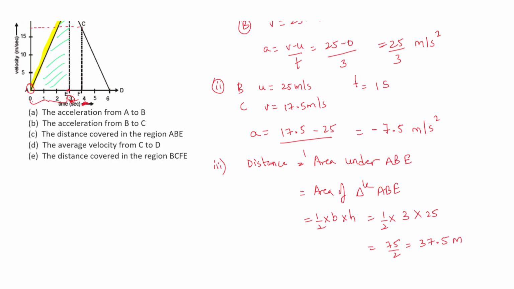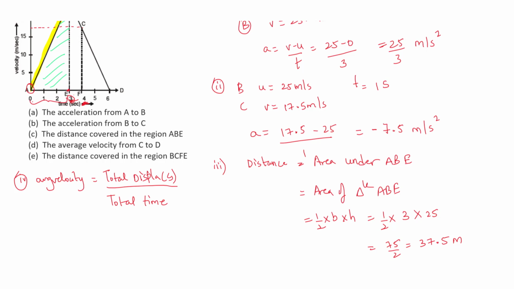Okay, let's do the fourth one. They are asking us to find the average velocity from C to D. Average velocity is total displacement S by total time.